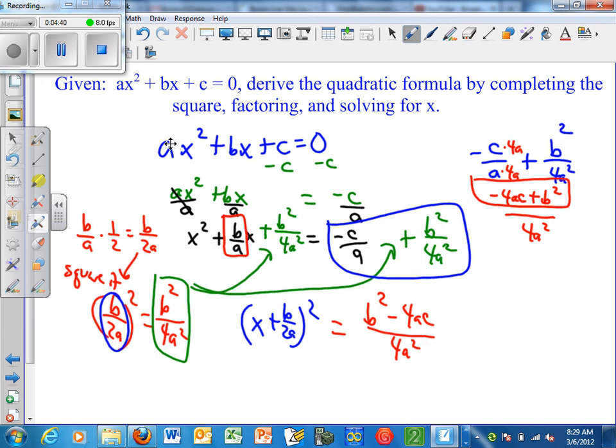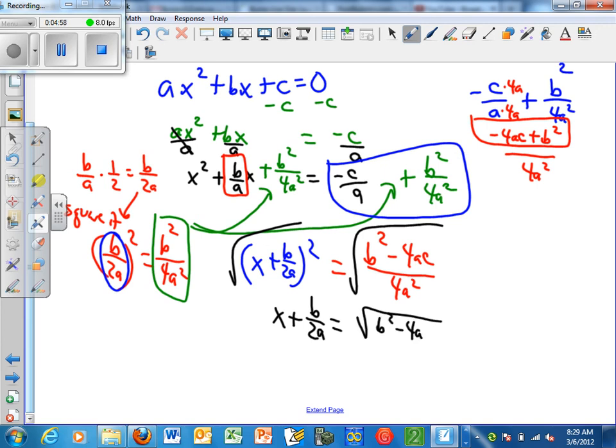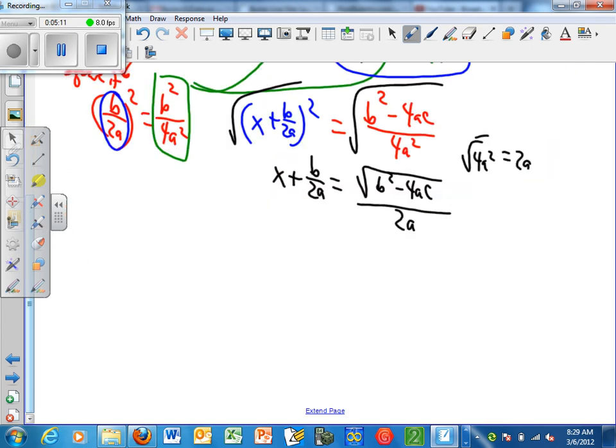So if I go further here, I take the square root of both sides now. That leaves me with what's inside parentheses, just like in completing the square, x plus b over 2a. On the top, I'm going to leave the square root of b squared minus 4ac. On the bottom, this really means the square root of 4a squared. Well, I can take that. That's a perfect square. That's 2a. If you notice, it's starting to look like the quadratic formula.